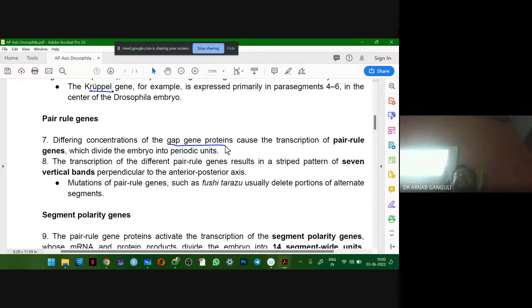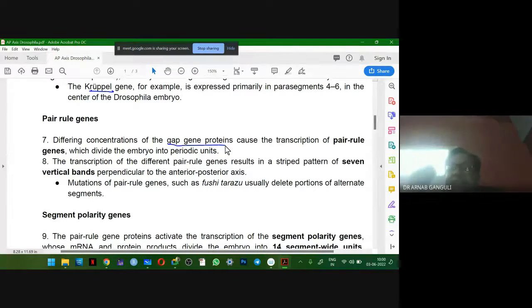Say, for example, one gap gene, Kruppel, is very high near the 4th parasegment or 4th segment. At the end of the 4th segment, the concentration of Kruppel is very low, so the effect of Kruppel will not be there. The genes which Kruppel represses will be expressed in the posterior side, not on the anterior side. Same as what happens with bicoid and caudal.